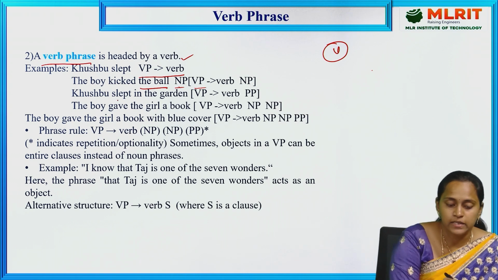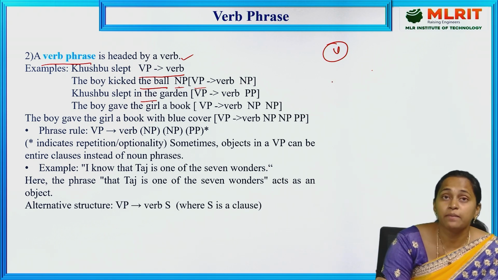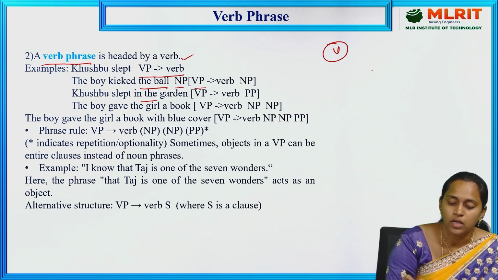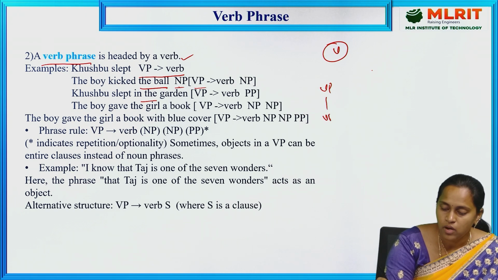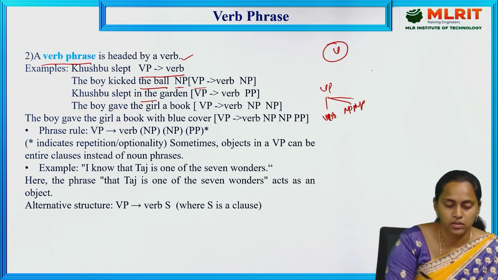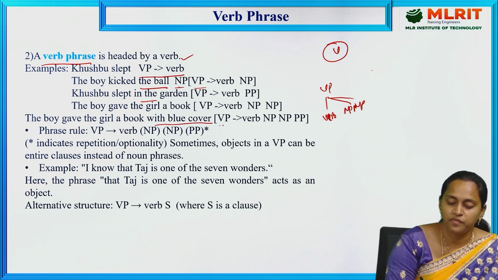Like next, Kushbu slept in the garden. Verb phrase: verb, prepositional phrase. The boy gave the girl a book. Here the verb phrase contains verb, noun phrase and noun phrase. See next, the boy gave the girl a book with a blue cover. Verb phrase: verb, noun phrase, prepositional phrase.